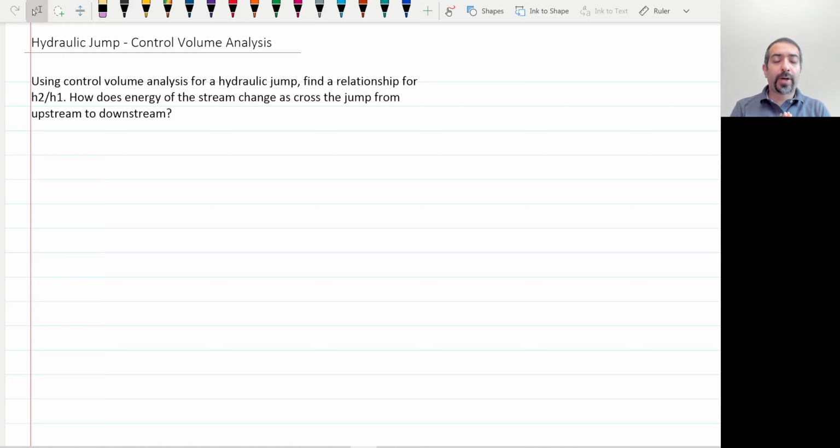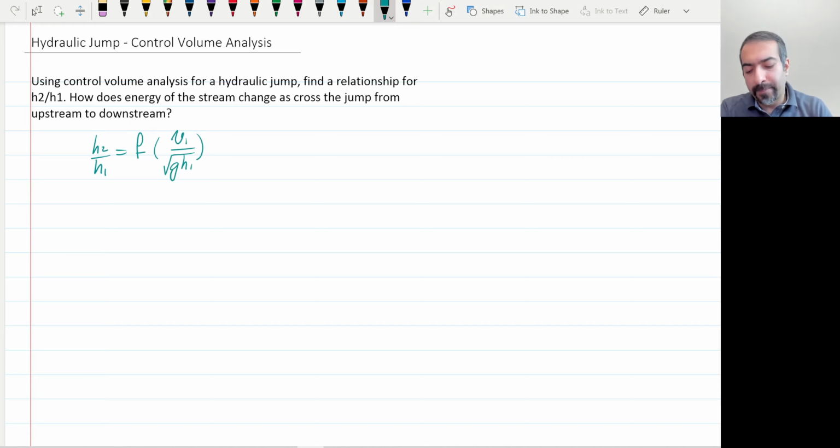All right, we talked about the physical mechanism behind a hydraulic jump. We also did dimensional analysis to get a generic relationship between different variables. So we realized that the only possibility is that h2 over h1 is a function of the so-called Froude number. So the outcome of our analysis was that h2 over h1 is a function of v1 over the square root of g h1, which we call the Froude number, right?